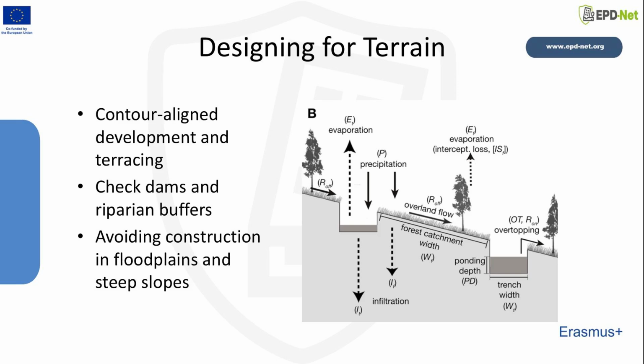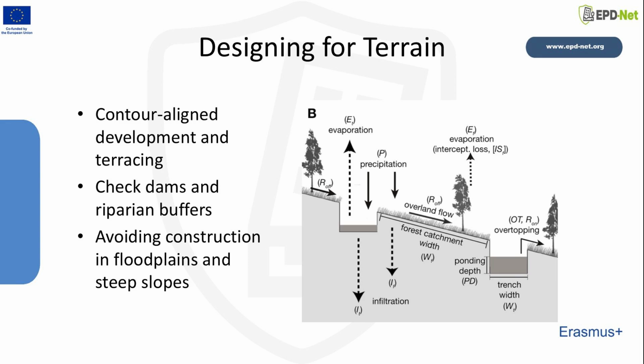Here the lecture focuses more directly on the principles of designing for terrain. The slide highlights contour-aligned development and terracing, check dams and riparian buffers, and the avoidance of construction in floodplains and on steep slopes. The accompanying schematic explains the hydrological processes behind these strategies. Rainfall is first received by the surface, and part of it is lost through evaporation and interception by vegetation. The remaining water becomes overland flow moving downslope.